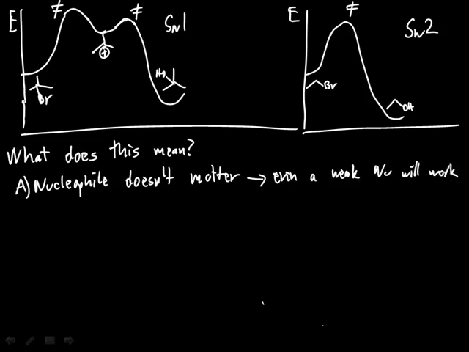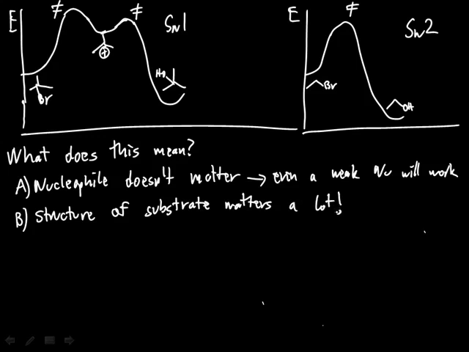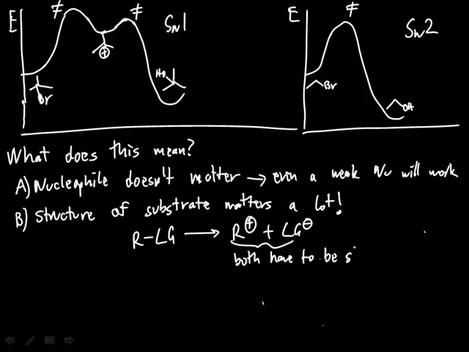The second thing that needs to be noted is that the structure of starting material matters a lot, because the starting material is the only thing that is featured in our rate determining step. So if we have our R plus Lg, we need to get these two products, and they both have to be relatively stable for our reaction to occur at some reasonable rate.